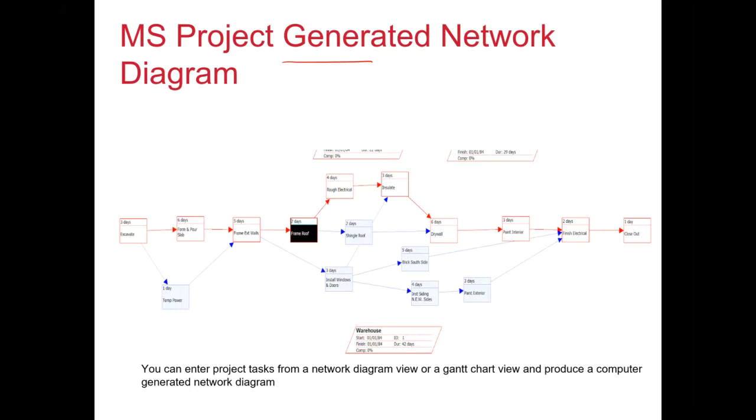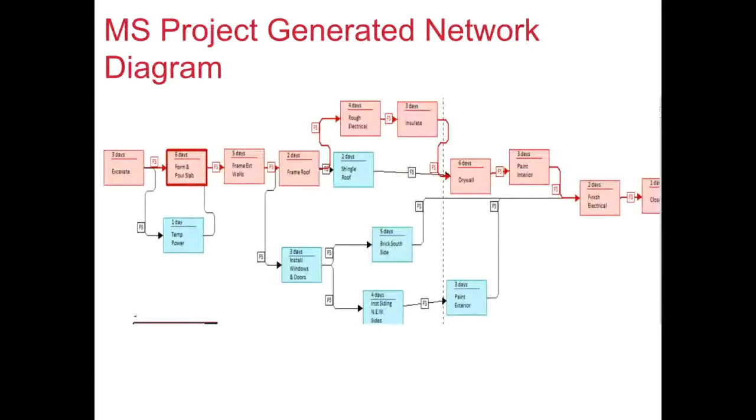So here we can adjust the layout. This is a network diagram which is presented in Microsoft Project. Within Microsoft Project, you can enter the tasks directly from a network diagram view or a Gantt chart view, and you can adjust the layout, you can move it around to get a good understanding. The reason for producing a network diagram is basically to tell us the logical sequence of how this project will be completed, so to have a big picture or bird's eye view of the project.